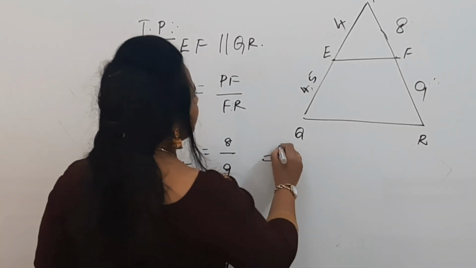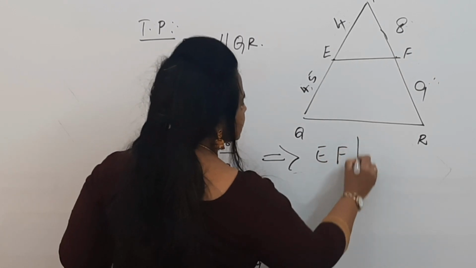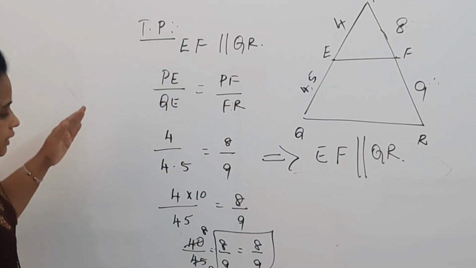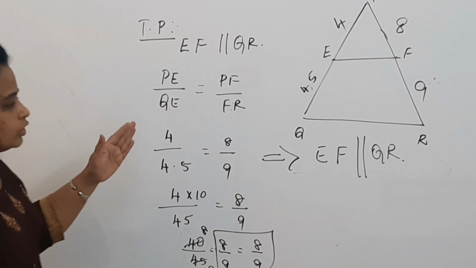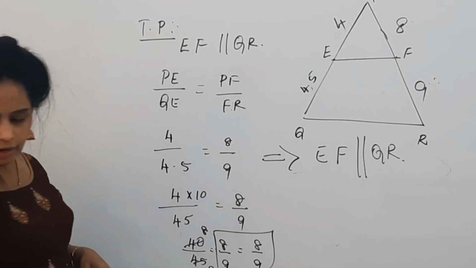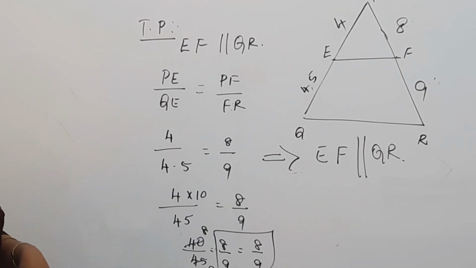That implies EF is parallel to QR. Hope you understand that if the ratios are equal, then automatically EF will be parallel to QR. Now we move on to the third question. Third question, measurements are given.